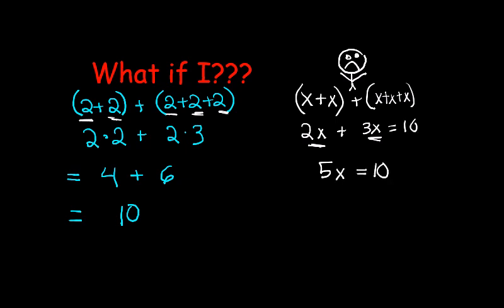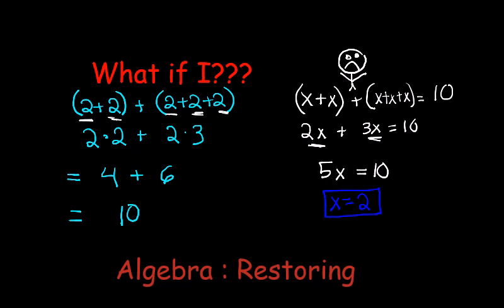Let's see, what was the original number that we needed? Let's see here. So if we follow our previous math, x equals 2. Now, algebra is indeed the act of restoring, which means that this is what you're used to. This is what we're doing now.